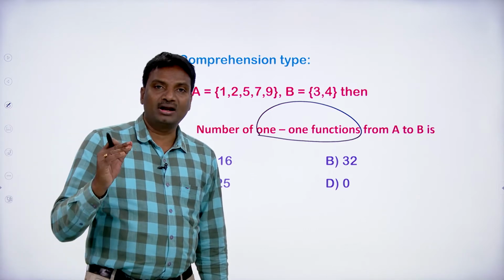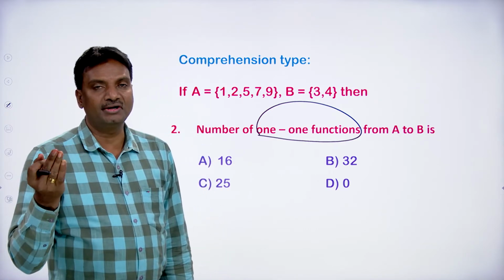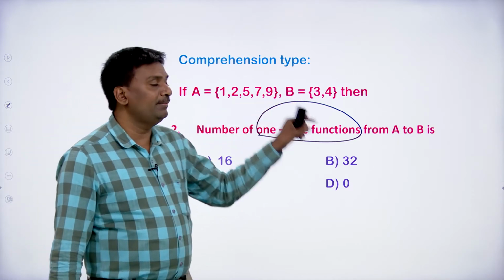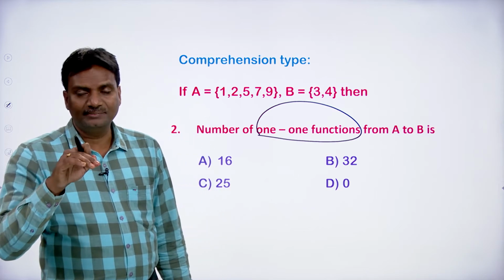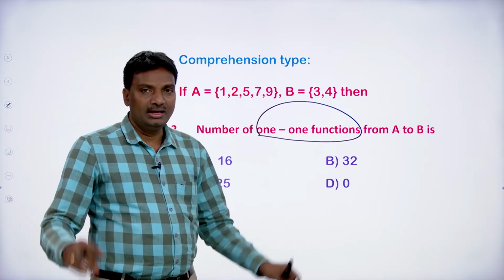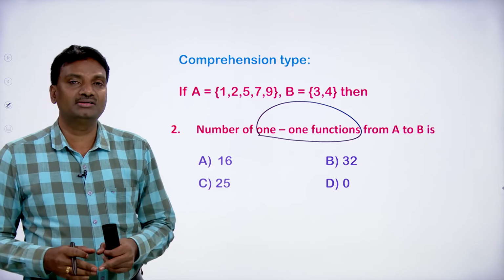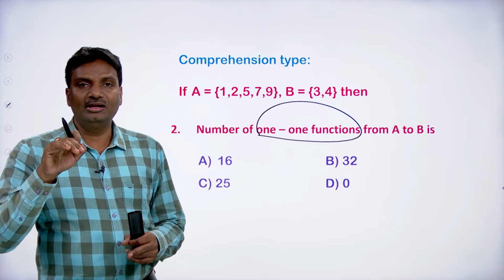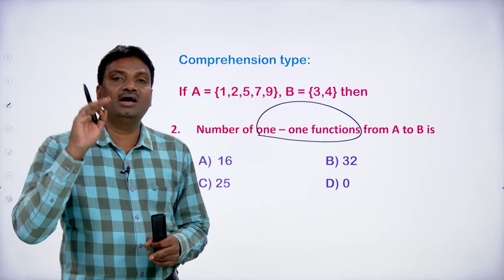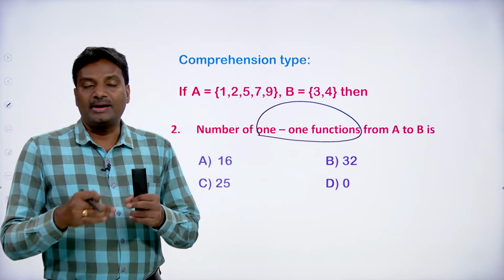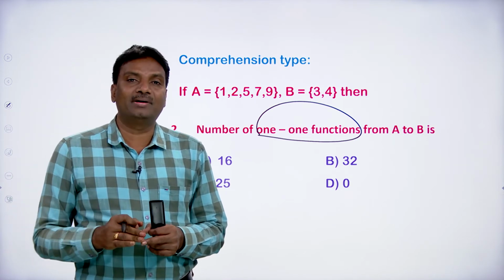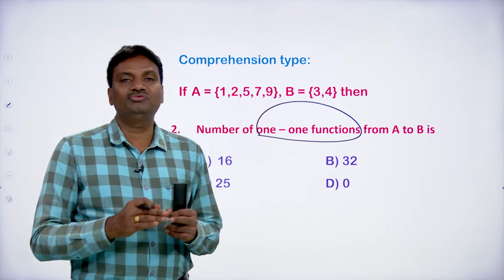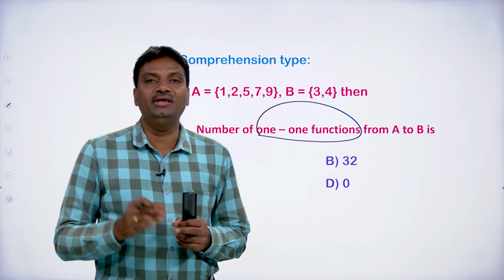Here, to find the number of 1, 1 functions from A to B, the number of elements in A must be less than or equal to the number of elements in B. If the number of elements in A is more than the number of elements in B, then we can't define a 1, 1 function from A to B, and in this case we can say the number of 1, 1 functions from A to B is 0.